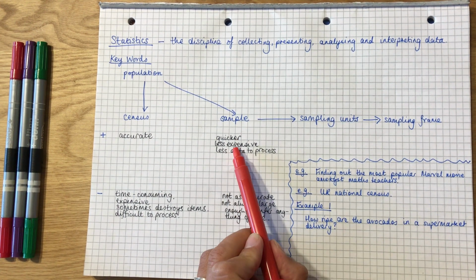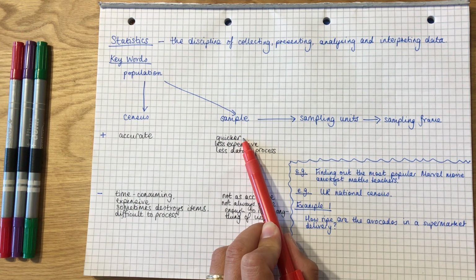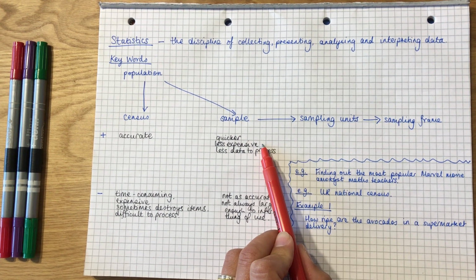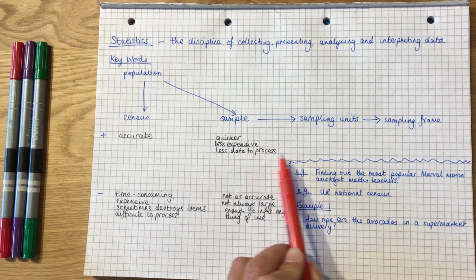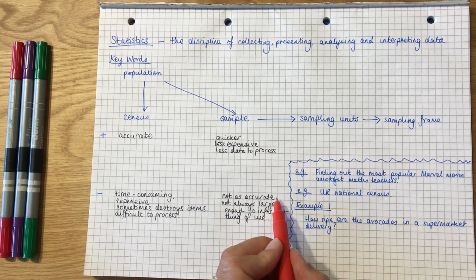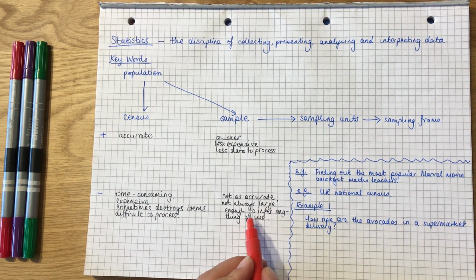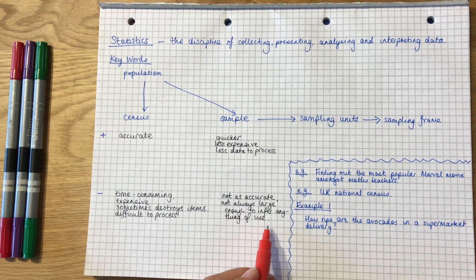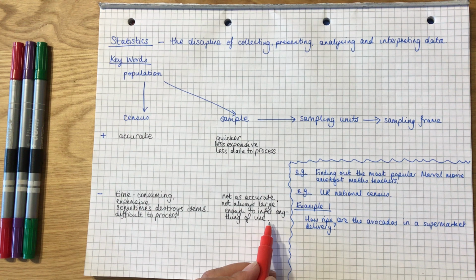Now, to use a sample, it's going to be much quicker. Clearly, it's going to be less expensive because you're not surveying so many people, and there's going to be less data to process. However, let's say our sample was just Heybridge maths teachers. How do you know that Heybridge maths teachers are reflective of the entirety of the maths teacher population? You don't. So you don't necessarily know whether or not what you infer from your sample is actually the case for everybody.